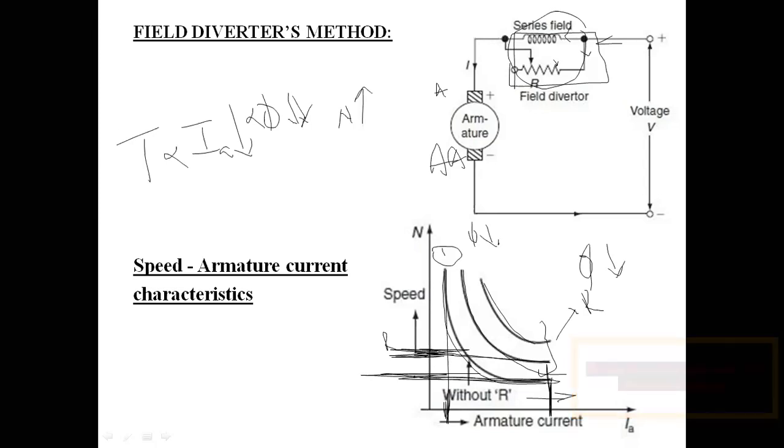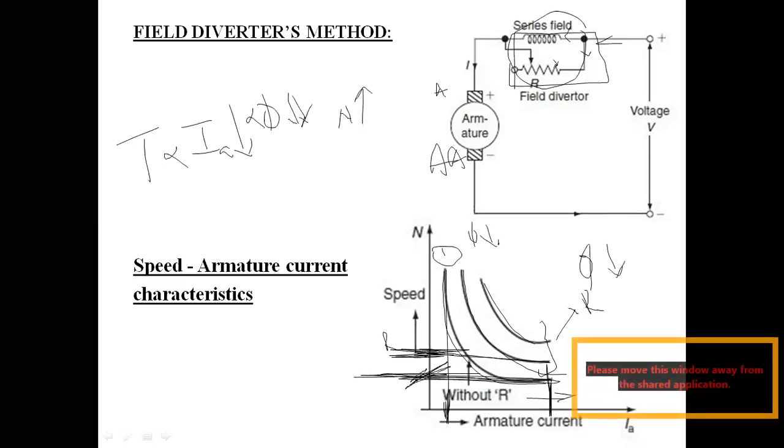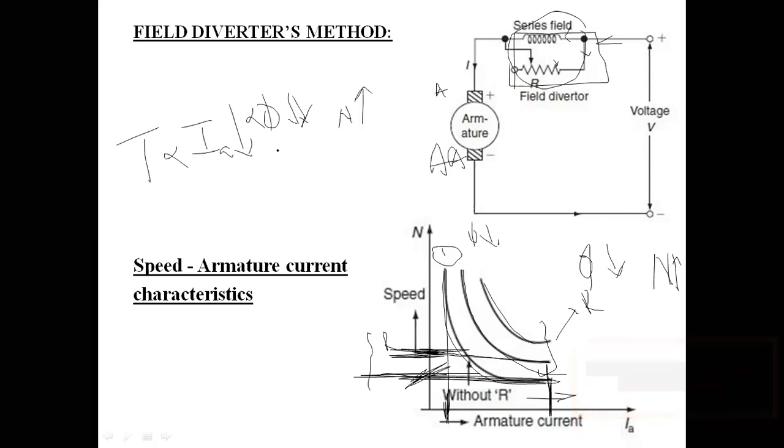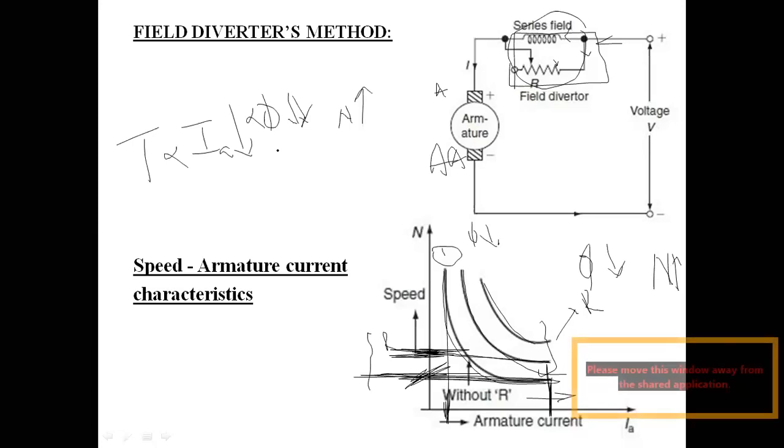See, if you extend this line to the y-axis, you are going to get the value of the speed. So when you connect the resistor, this is the value. By comparison, by increasing the resistor, we can increase the speed of the motor. So in this way, we have the field diverters method, right? Everyone understood? Please check this connection once again.